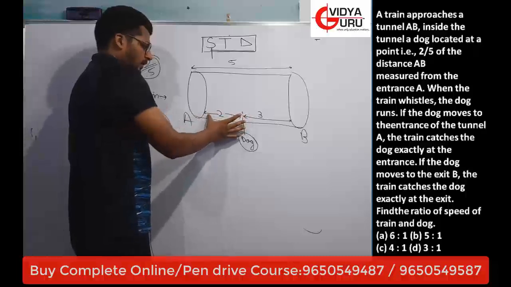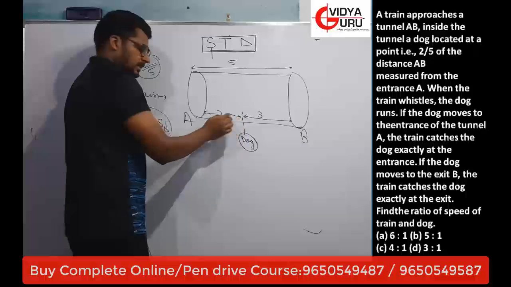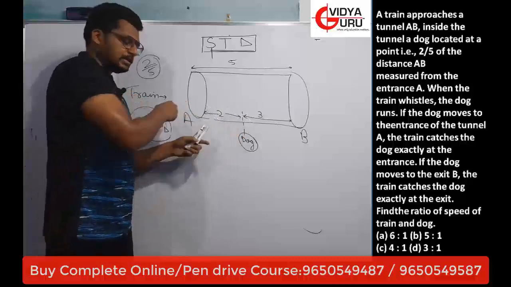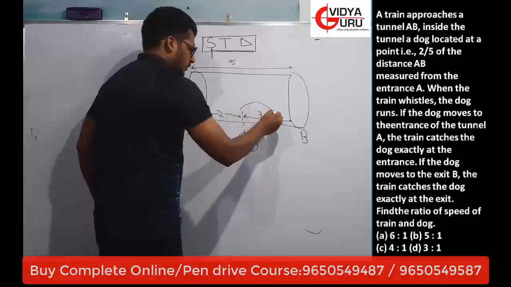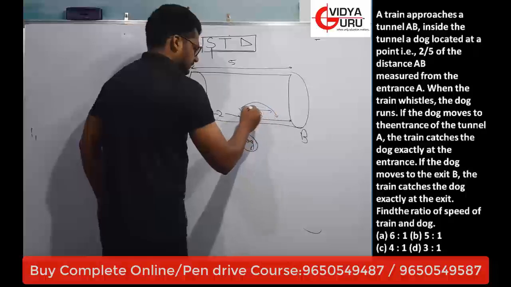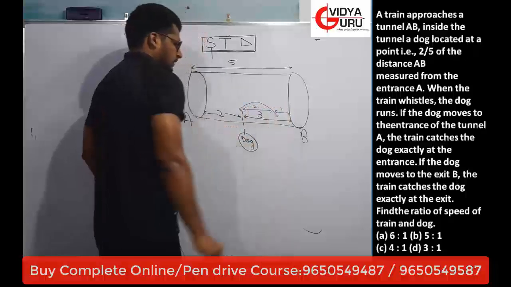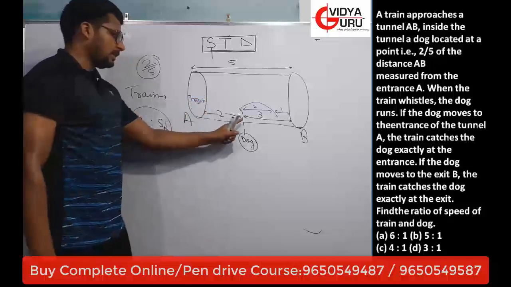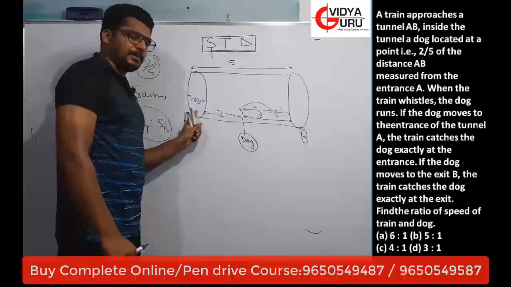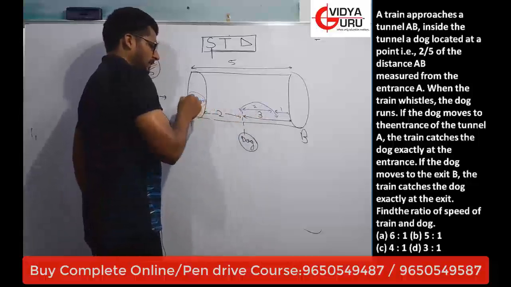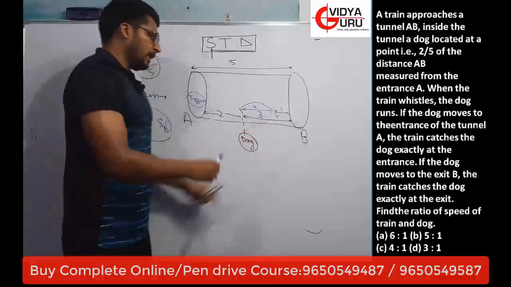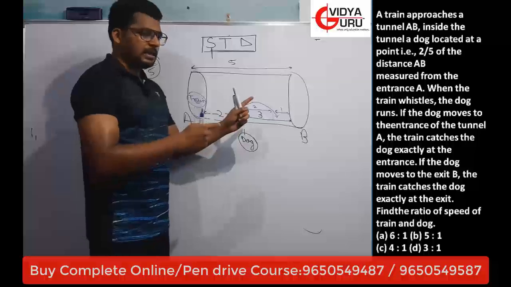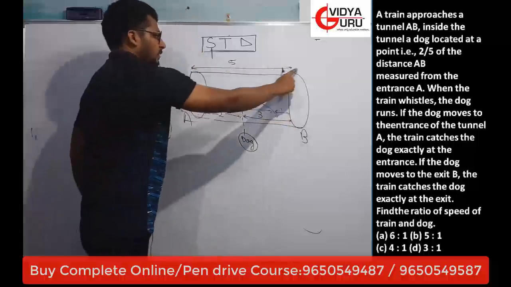See, if the dog runs towards A, he covers this two distance and is caught exactly at A. That means when the dog traveled two distance, the train reaches A. So if the dog runs two distance this side, how much distance is left? 1. If the dog covers two distance towards B, the train will reach here. Now what is the distance left for the dog? 1. If the dog reaches B, the train catches him exactly at B. That means in the time the dog covers one distance, the train covers five distance.